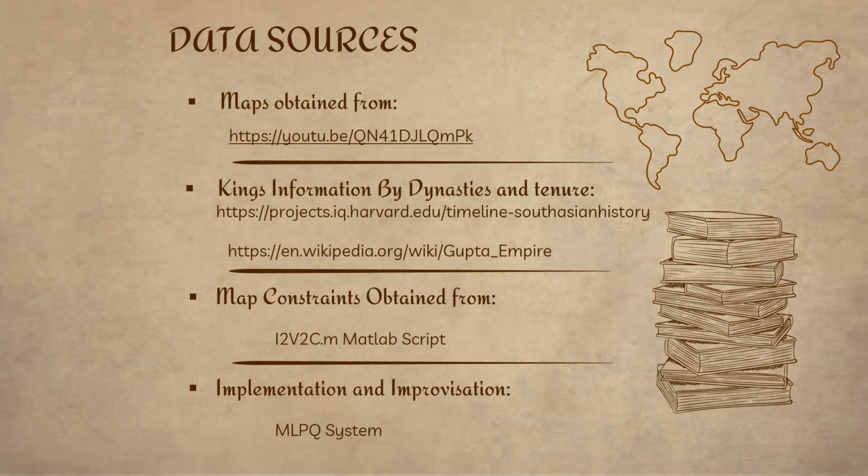To get the kings' information by dynasty and tenure, we referred to Harvard's history department's website, and of course Wikipedia. The map constraints, the visual representation which we will be seeing shortly on the MLPQ system, were created by clicking over various maps, and the i2v2c.m MATLAB script helped us get that done. And of course, the whole project is based on the MLPQ system because it's super efficient and made our work very easy.